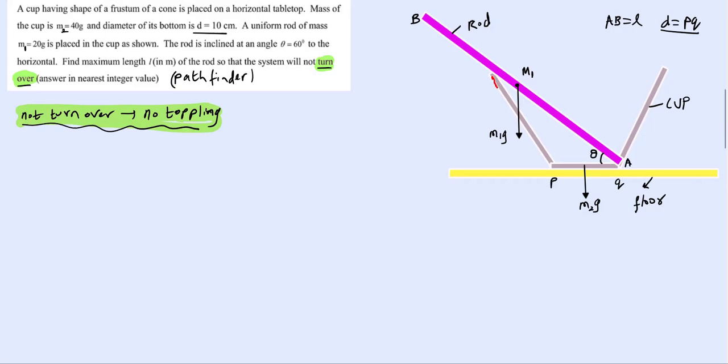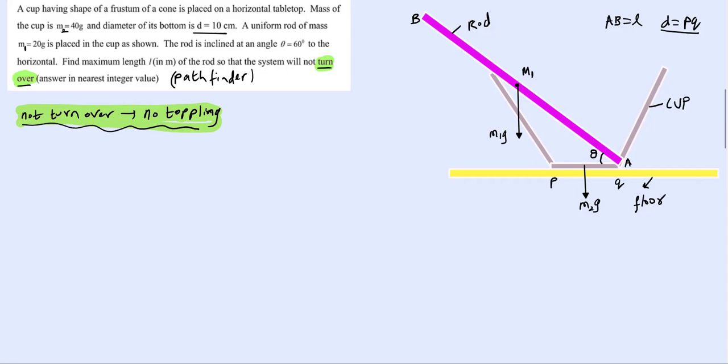There's a cup. Agreed, everyone? Inside that we are placing this rod. The length of the rod is L and the weight M1G is acting. Here the weight M2G will act. Then about what point can this cup topple, because this rod will exert force on it? The rod will exert force on it and it will topple about point P. The maximum length is being asked.